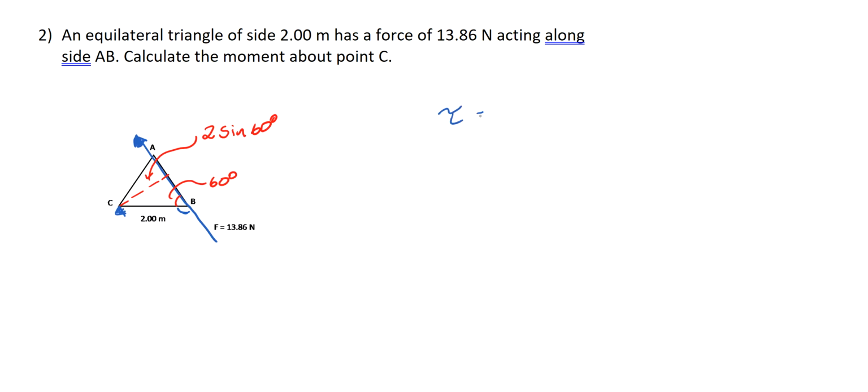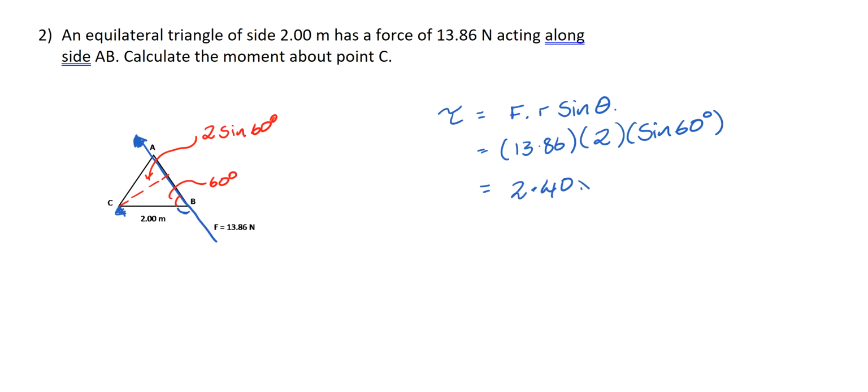So we've got torque is equal to F times R times sine theta. So we have the force of 13.86 times the distance of 2 sine 60. And if we pop that through our calculators, we end up with 2.40 times 10 to the 1 newton metres, so 24 newton metres. And we can see that the triangle would be moving from right to left, so it would be anti-clockwise about the pivot. Okay, so that's two examples that I've shown you of torque.